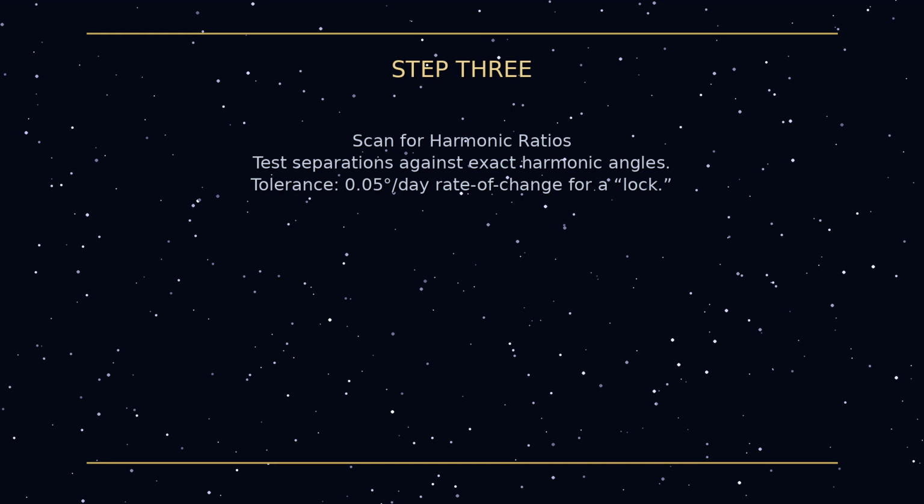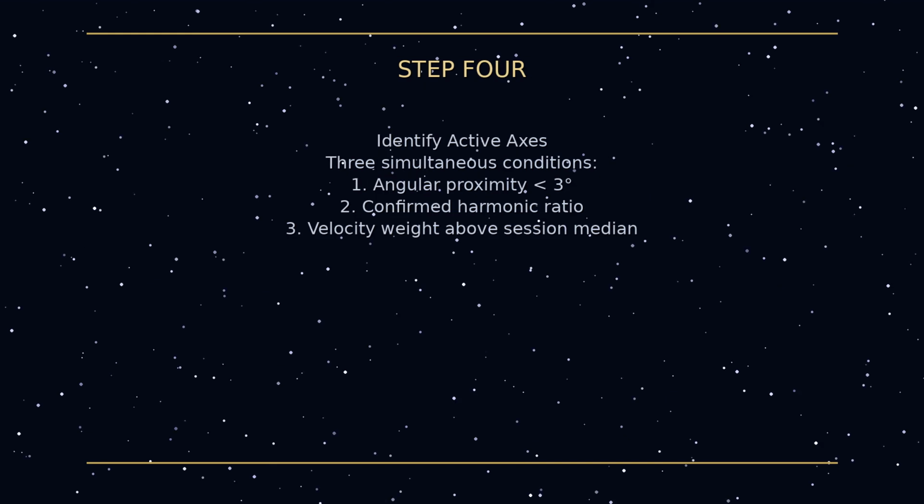Step 5. Generate the gradient map. Rather than producing a list of discrete aspects with cookbook interpretations, the protocol outputs a ranked gradient map.